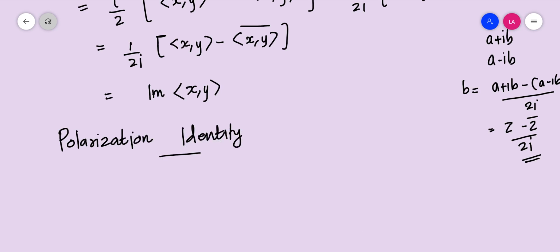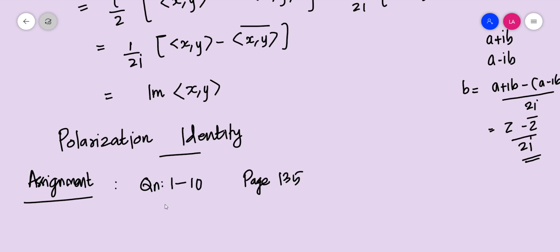And this ends the first section of module 1. You have an exercise assignment. Question number 1 to 10 of page 135 of the reference textbook. Please refer to this and try to solve this. If you don't get any of these questions, please try to contact me as well.